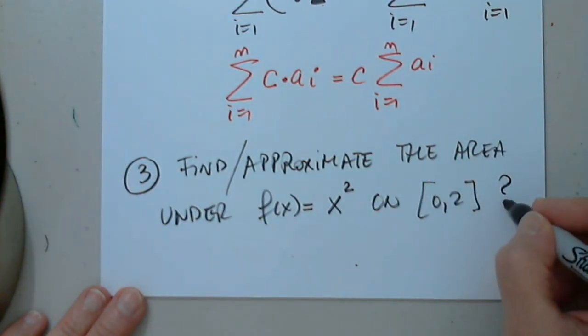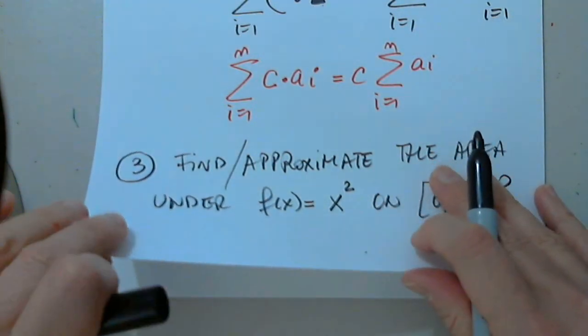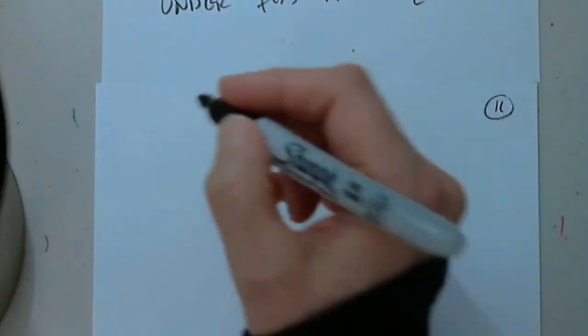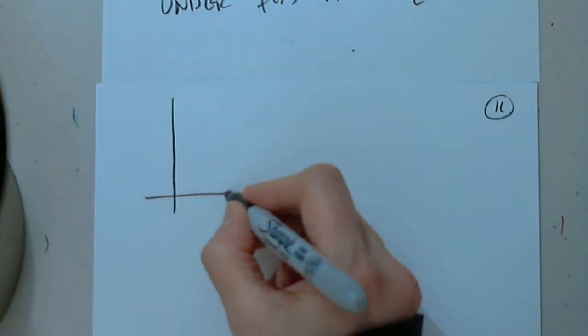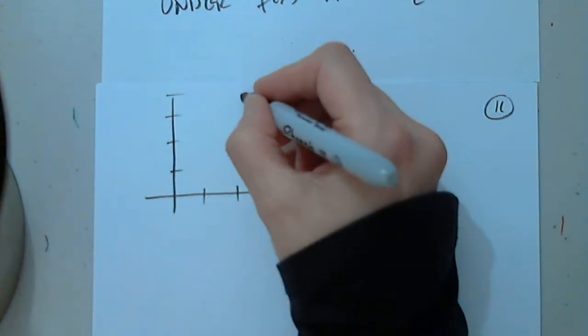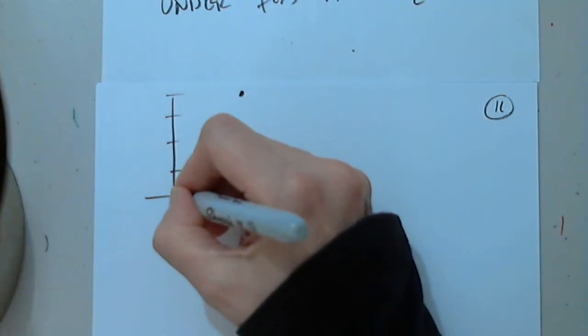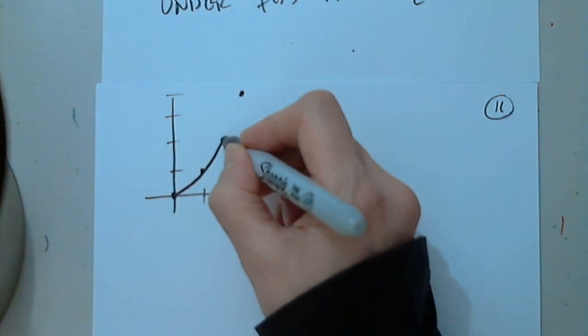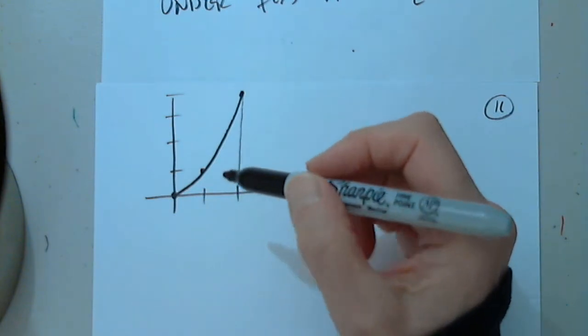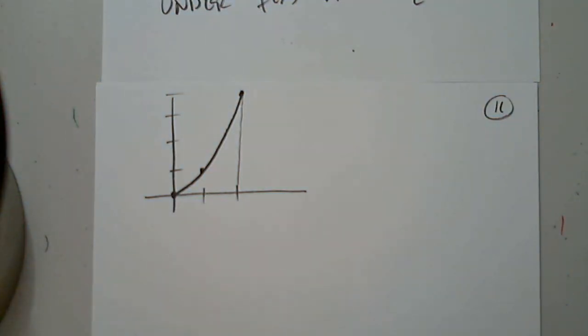And the question is why? Why would I ever be interested in finding the area under a graph? Who cares? So here's my graph. 1, 2, 1, 2, 3, 4. Here's the graph. And I am asked to approximate this area.